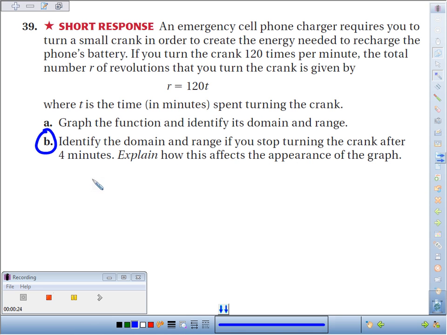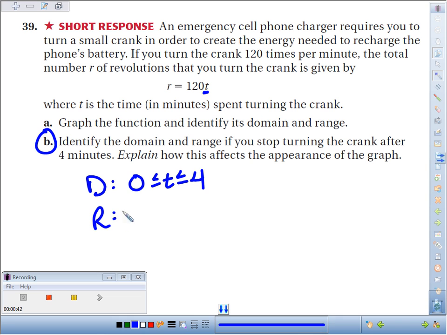Well, the least amount of time you can turn the crank is 0 minutes if you don't turn it at all. And they're saying they want us to stop the crank after 4 minutes. So really, as far as T goes, the number of minutes, T could be anywhere between 0 and 4. So we say 0 is less than or equal to T, less than or equal to 4.